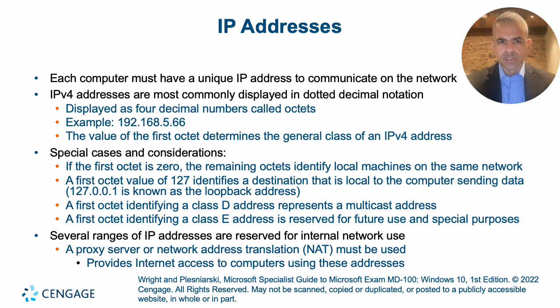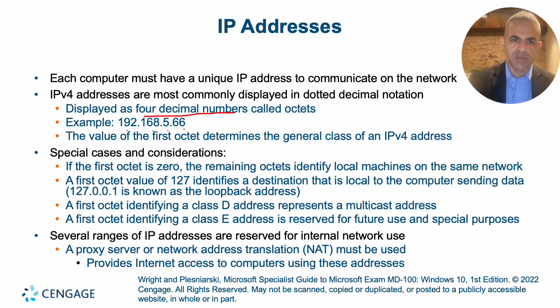They are displayed as 4 decimal numbers called octets. So here's 1, 2, 3, and 4. So these are 4 decimal numbers. They're called octets because they each can be represented by 8 bits. So if I take zeros and ones, a combination of zeros and ones, 8 bits long, will give you that specific number. The value of the first octet tells you the class of IP, and we will go into the different classes in a sec. It tells you what kind of class it is.